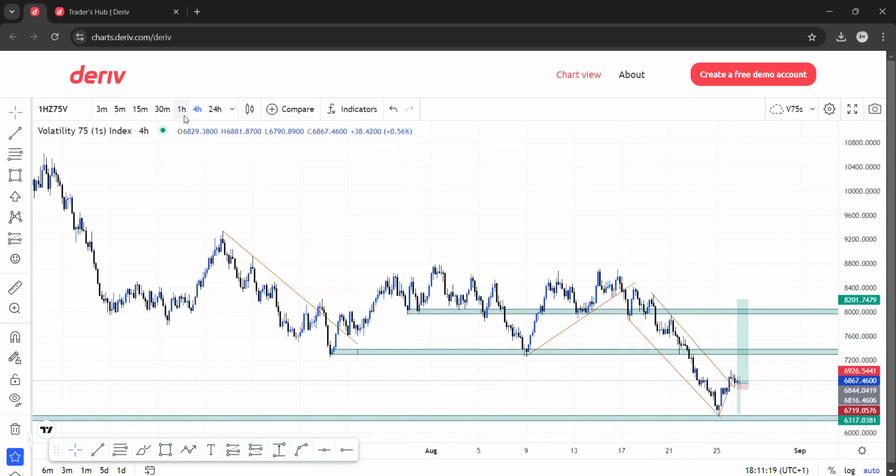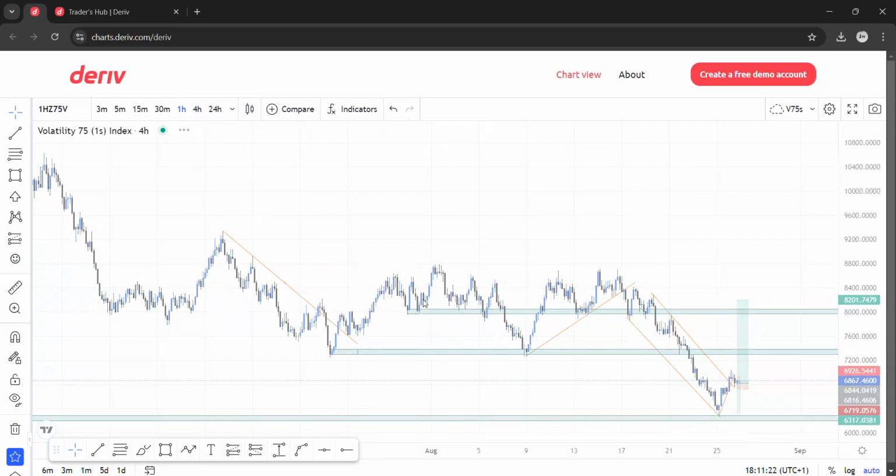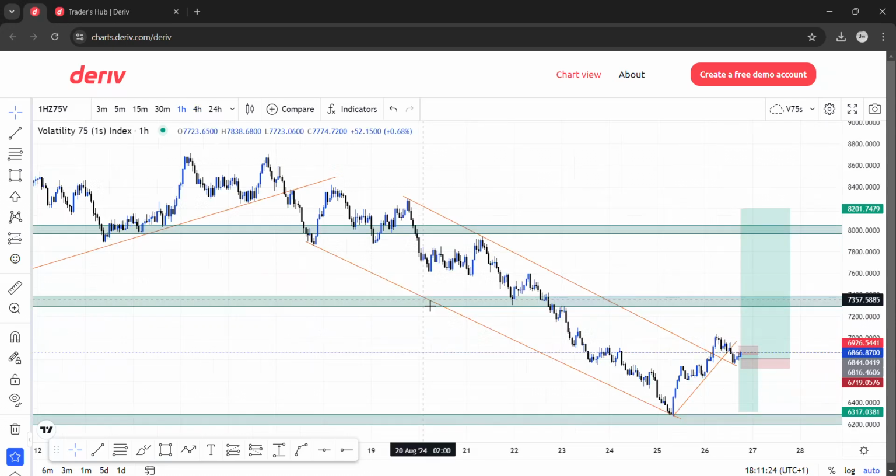Then I moved down to the 1-hour time frame, because we basically do our analysis right from the daily time frame or possibly the weekly time frame down to the 5 minutes or the 15 minutes. All right, so this is it.